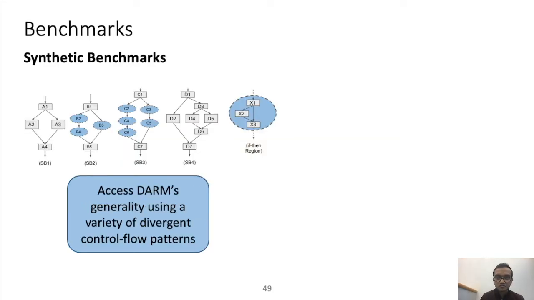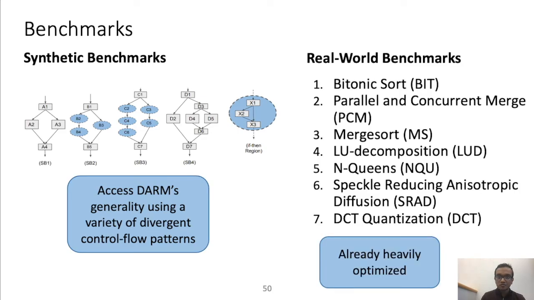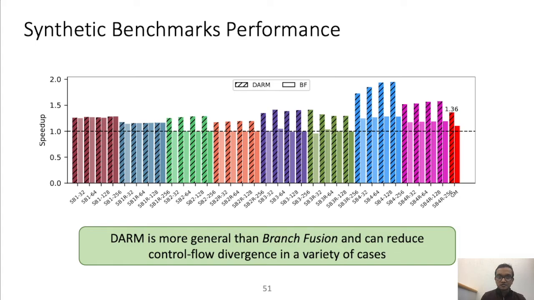We evaluate the performance of our technique in two ways. First, we assess the generality of DARM using a set of synthetic benchmarks with various divergent control flow patterns. Second, we evaluate DARM on real-world benchmarks with divergent control flow. Most benchmarks are obtained from well-known benchmark suites and they are heavily hand-optimized. Let's first look at the evaluation on synthetic benchmarks. The plot shows the speedups obtained for each program varying the block size. DARM can successfully reduce divergence in a variety of cases, achieving 36% geomean speedup over the baseline, and it is more general than branch fusion.